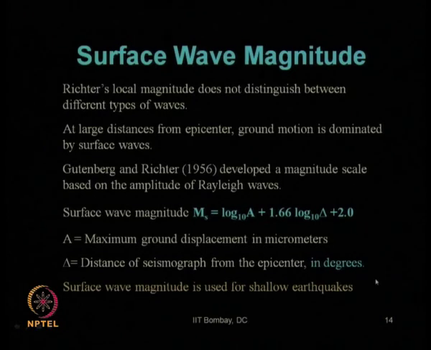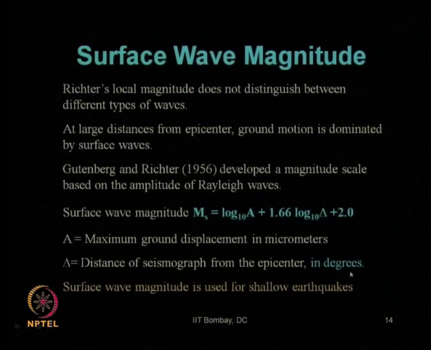How can we find it in degrees? Because we know the Earth's circumference, which is typically about 40076 kilometers. So, if on the Earth's surface the distance between the seismograph and the epicenter is known, which we can calculate, and we have already discussed through an example problem earlier, you have to convert that distance into equivalent degrees. Surface wave magnitude is generally used for shallow earthquakes. Why? Because quite obviously, only a shallow earthquake will have a major amount of surface wave which will surface out on the earth's crust, right.